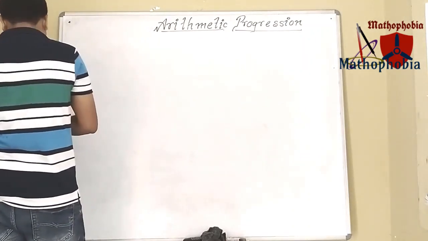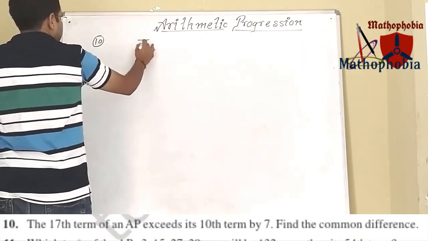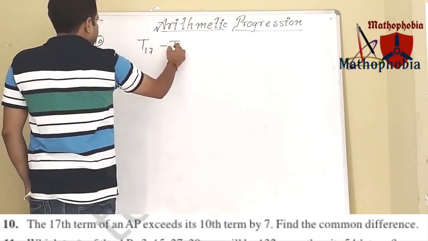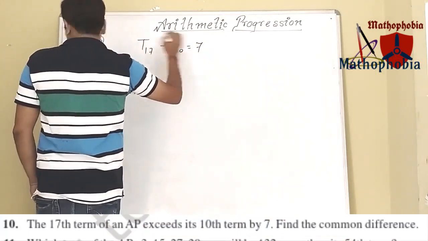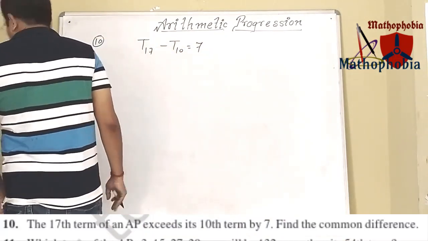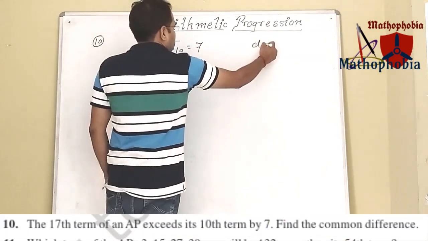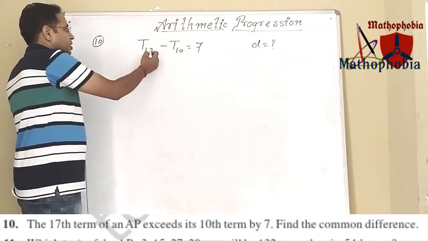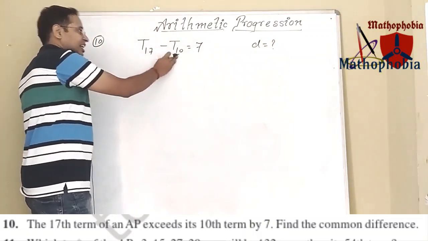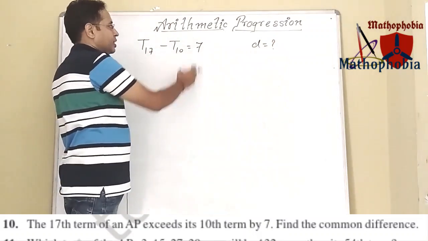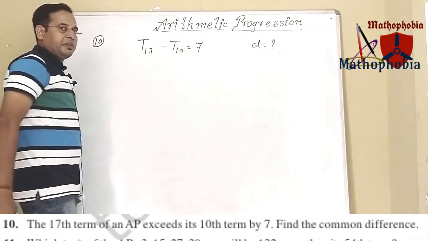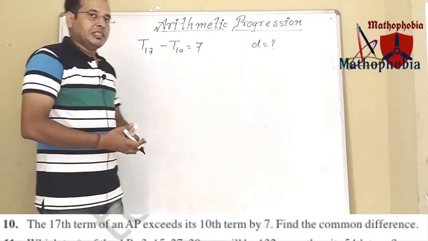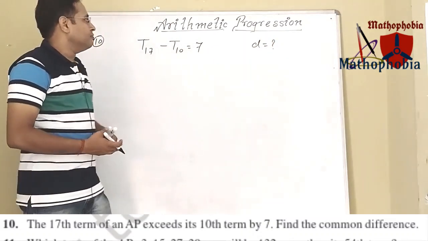That is question number 10. The 17th term exceeds the 10th term by 7. Find the common difference. We need to find out what will be the common difference of this arithmetic progression. ठीक है, ये given है कि 17th term 10th term से कितना ज्यादा है? 7. It means that the difference between the 17th term and the 10th term is 7. So we need to find out the value of D.